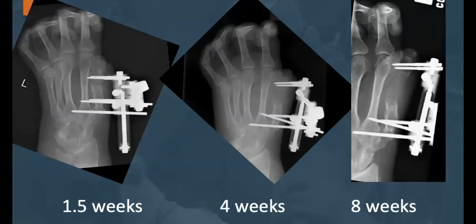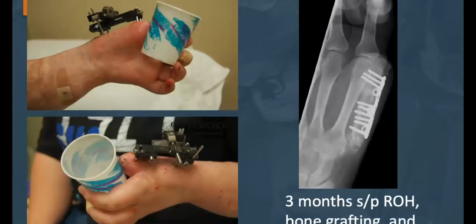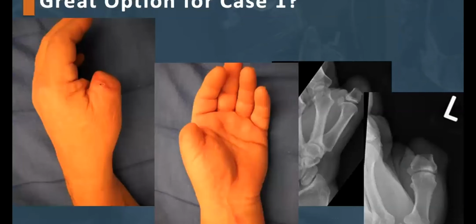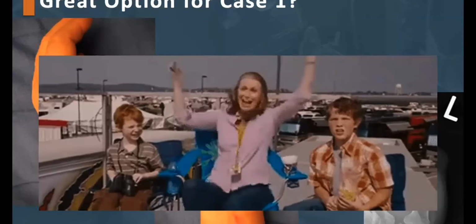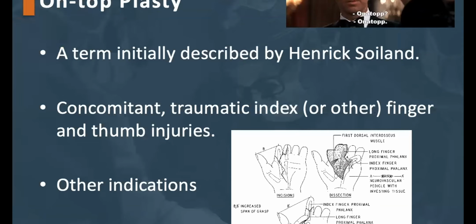Here is her progress at 1.5 to 8 weeks. You can see the beginnings of good consolidation there. Already during her lengthening phase, and probably toward her consolidation phase, she's able to grasp a cup, and she did at 3 months undergo removal of X6, bone grafting and ORIF. So going to our cases, I think for our case 1, thumb metacarpal lengthening would be an excellent option for her. Next, we'll talk about on-top-plasty.